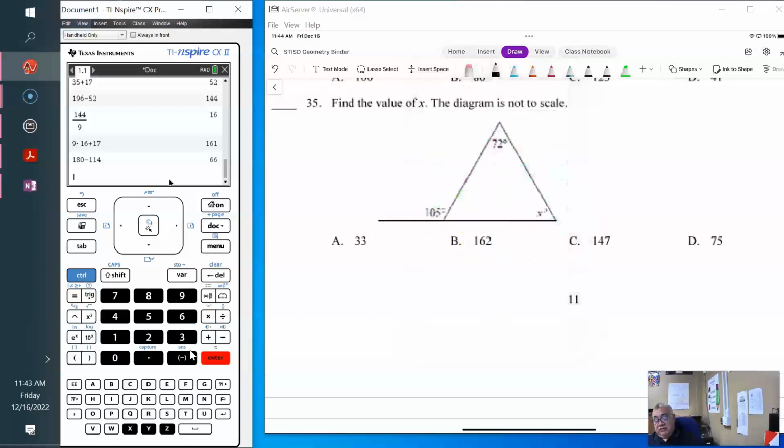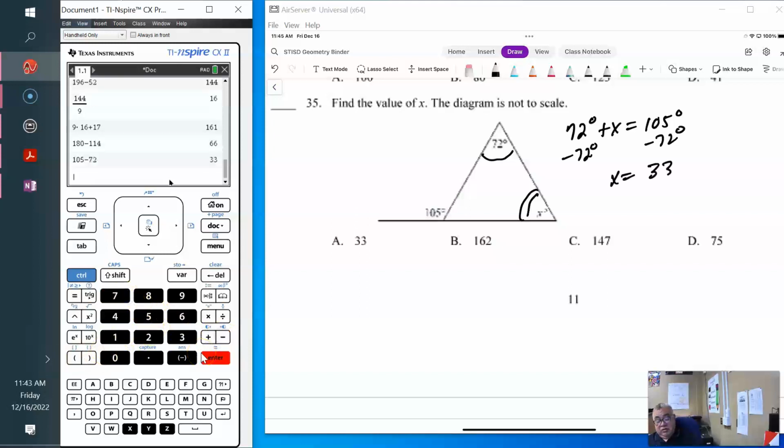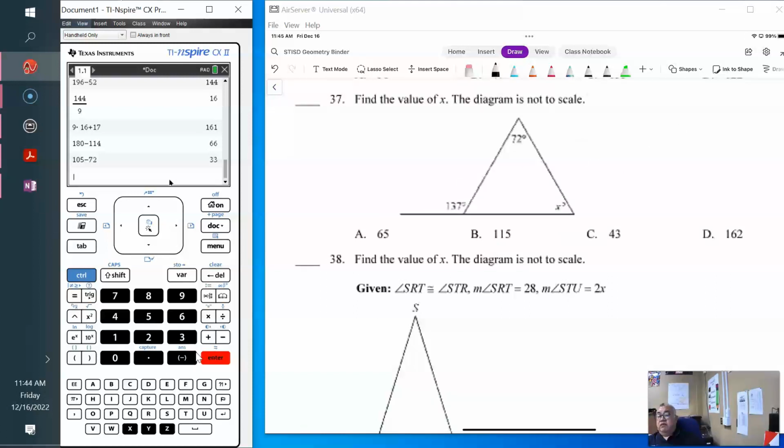That's 31. 35. Remember, we're going to read this again. Find the value of x. The diagram is not drawn to scale. We know that 72 plus x equals 105. So we subtract 72, so x equals 105 minus 72, and that's going to be 33. So we know that the two remote interior angles are equal to the exterior angle. I'm going to circle these two, which are called remote interior, and there's your exterior. So 72 plus 33 should be 105.